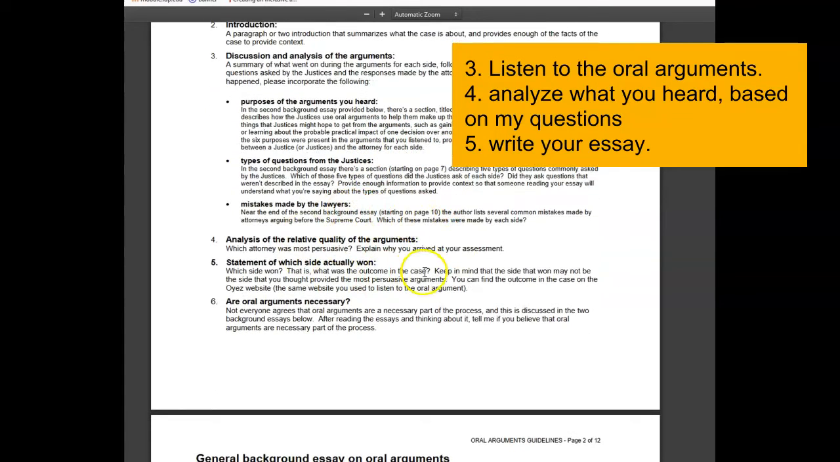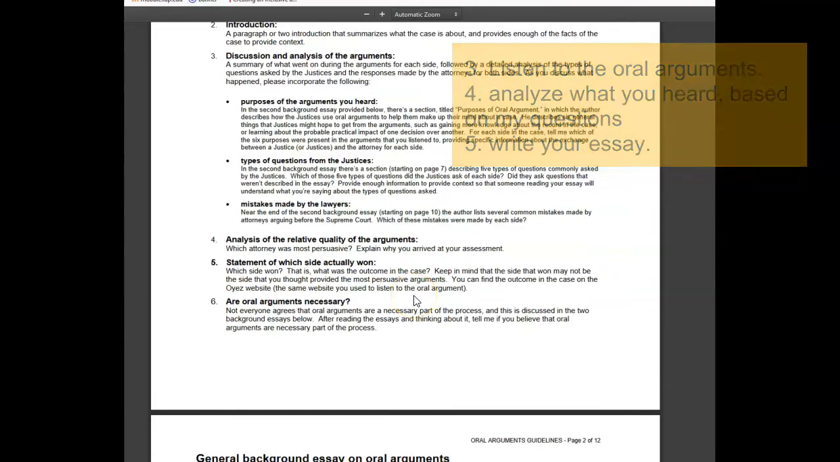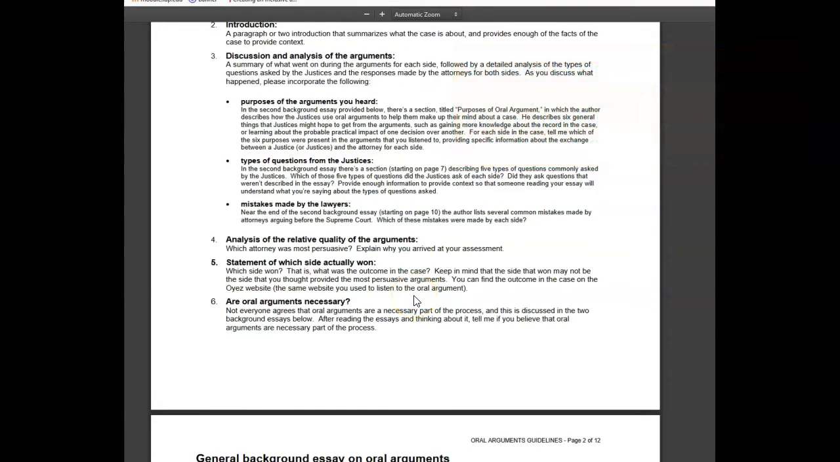And then I want you to tell me which side made the better arguments, and I'd like you to focus not on which side you would have hoped to have won, but which side actually made the better arguments, even if that wasn't the side that you wanted. Tell me which side actually won, and then I'd like you to tell me, are oral arguments a necessary part of the process?